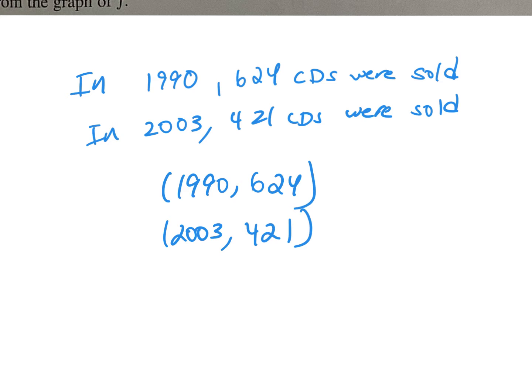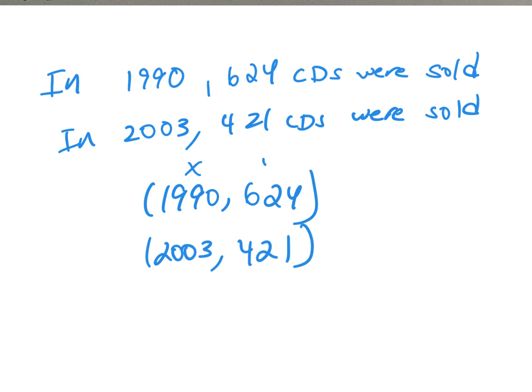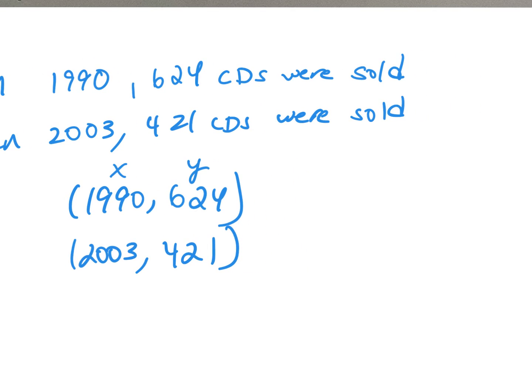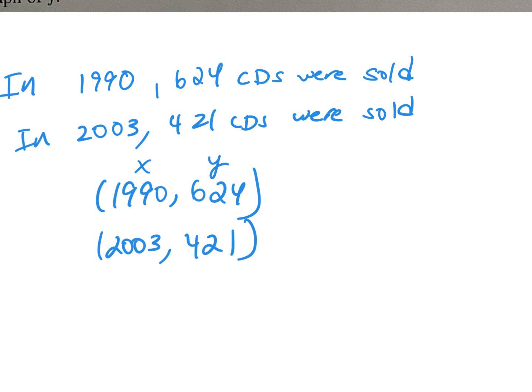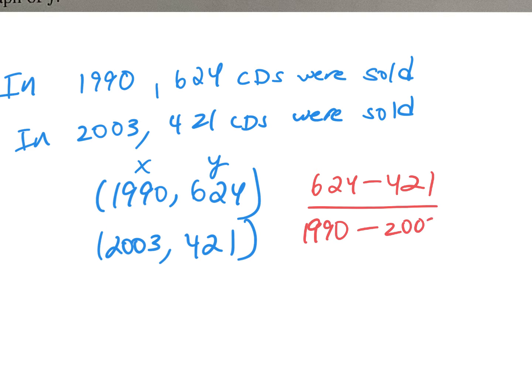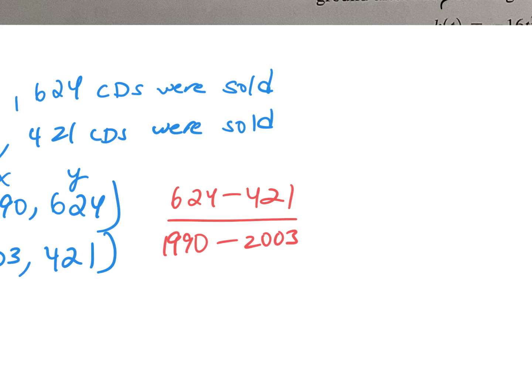But how would you find the average rate of change? Here's my x values, here's my y. So in this case, what would the numerator look like? What do we say? 624 minus 421, right? Over what? 1990 minus 2003. Do you need a calculator for this? No. Well, you might want to write it down and say, okay, 624 minus 421. Yeah. 4 minus 1 is 3. 2 minus 2 is 0. And 6 minus 4 is 2, right? So 203 in the numerator.